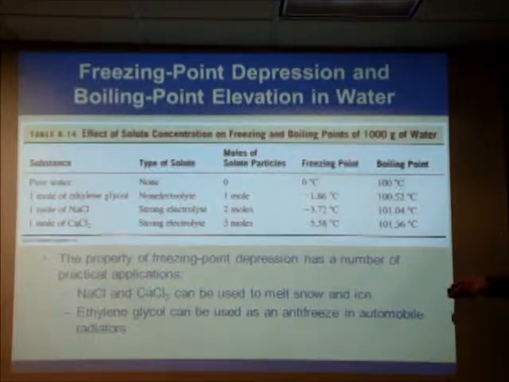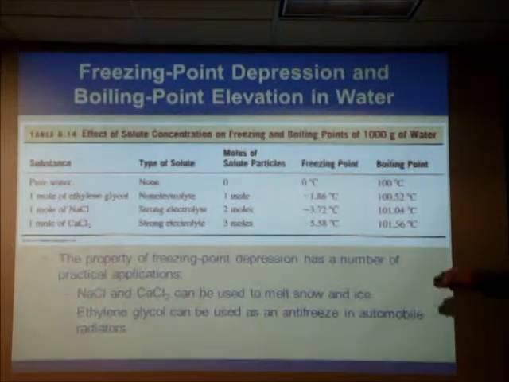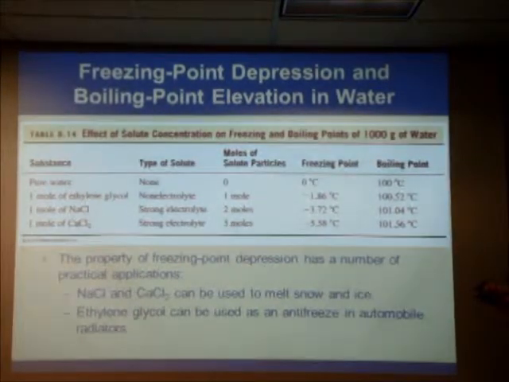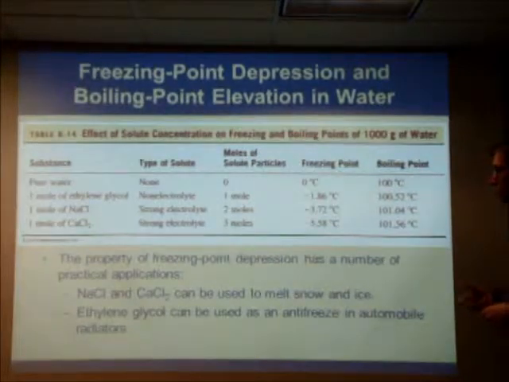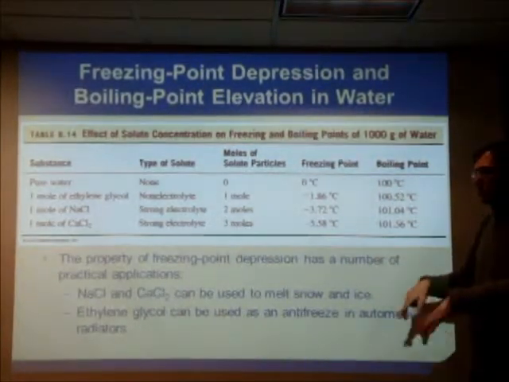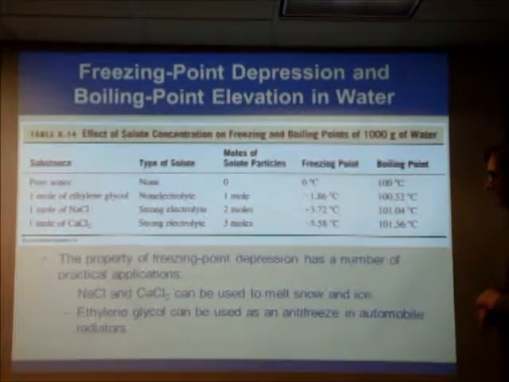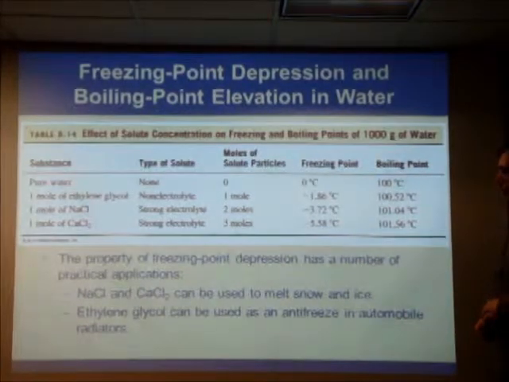Some important applications of this colligative property. We can use sodium chloride or calcium chloride to melt snow. When you throw salt onto the roadways, what you're doing is dropping the freezing point, which turns the snow to water, which makes it more easily able to evaporate, melts the snow, and we can get the tires onto the road. Ethylene glycol is used as an antifreeze for radiators.